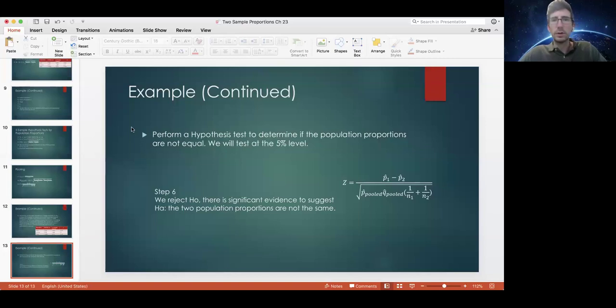This is our conclusion, right? We reject H0. We say there is significant evidence to suggest HA, our alternate hypothesis, which is that the two population proportions are not the same.